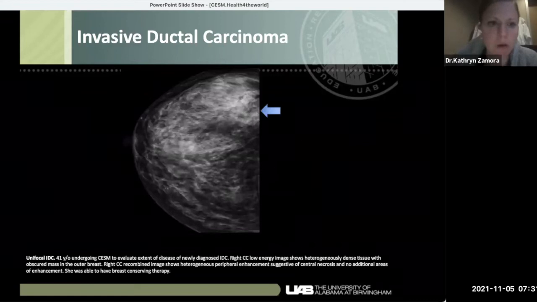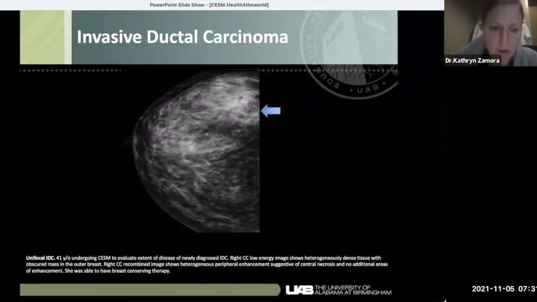Here is an example of invasive ductal carcinoma. This was a 41-year-old woman who underwent contrast enhanced mammography for extent of disease. Typically, if a patient is diagnosed under the age of 50 or has dense breast tissue at diagnosis, we will do an MRI examination. If they cannot undergo MRI, we will do contrast enhanced mammography, and that's what we did here.